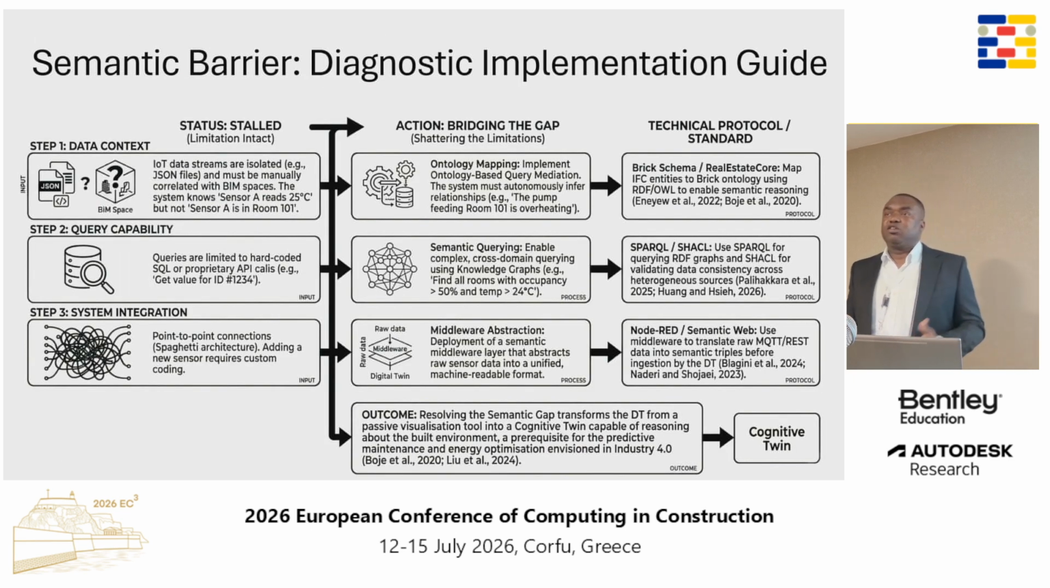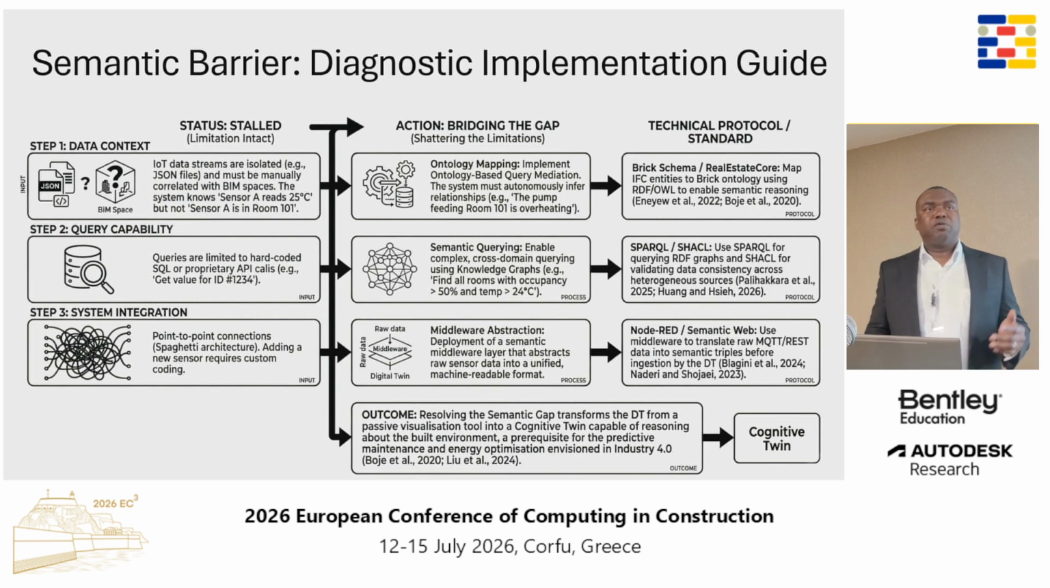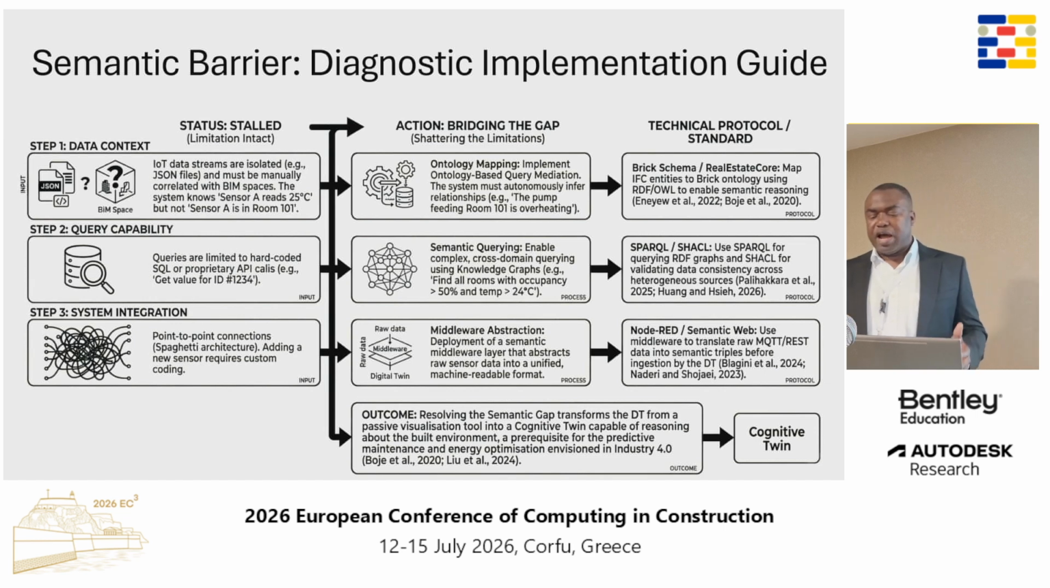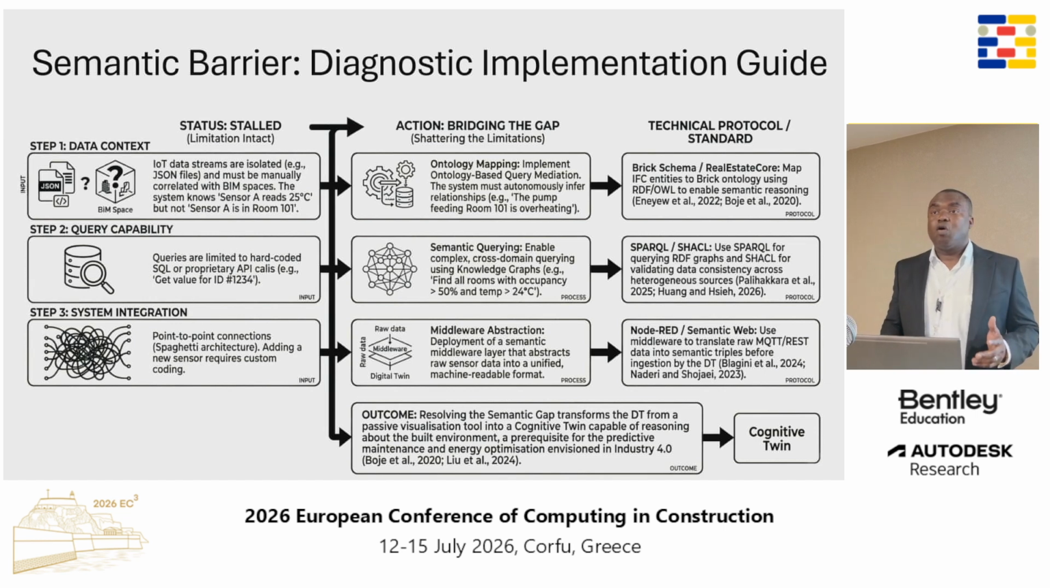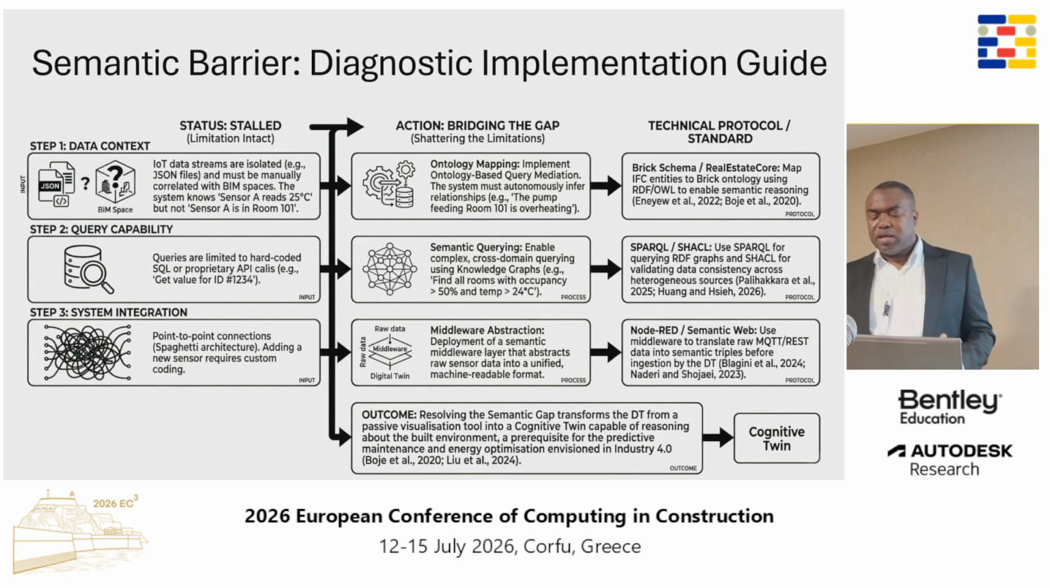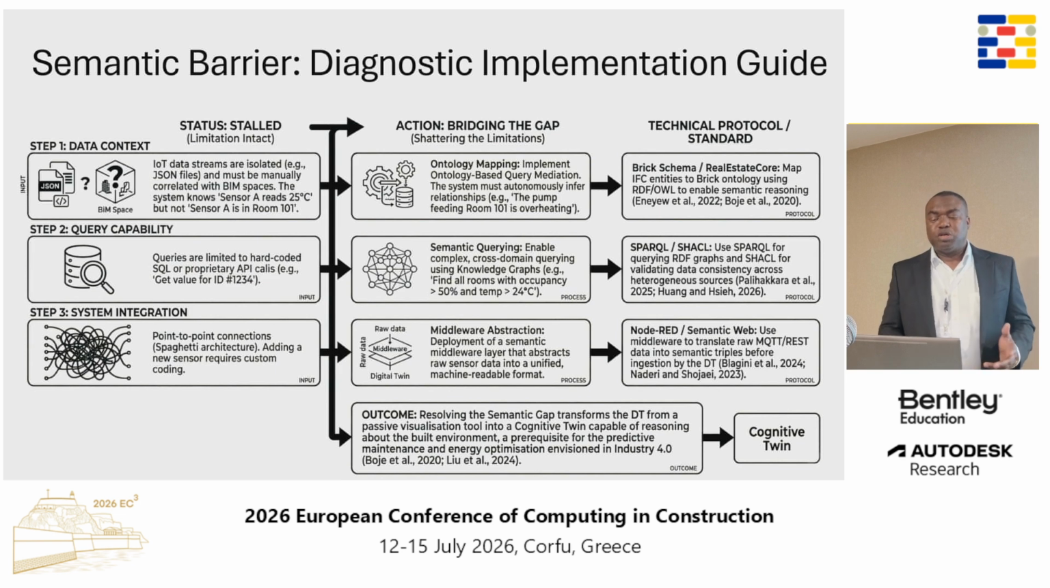This slide presents our diagnostic implementation guide for resolving semantic gaps and transitioning from digital shadow to an adaptive and cognitive twin. This guide works in 3 steps to address 3 failure modes that co-occur in stalled systems by showing how to contextualize data with ontology mapping, enable semantic querying with SPARQL, and abstract raw sensor streams through semantic middleware. The outcome is machine understanding, not just data flow.